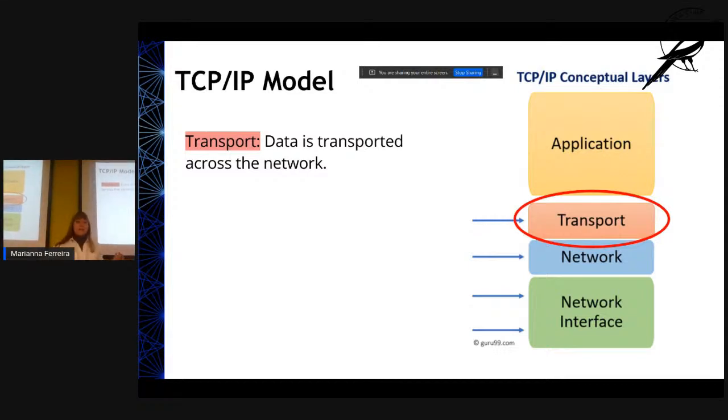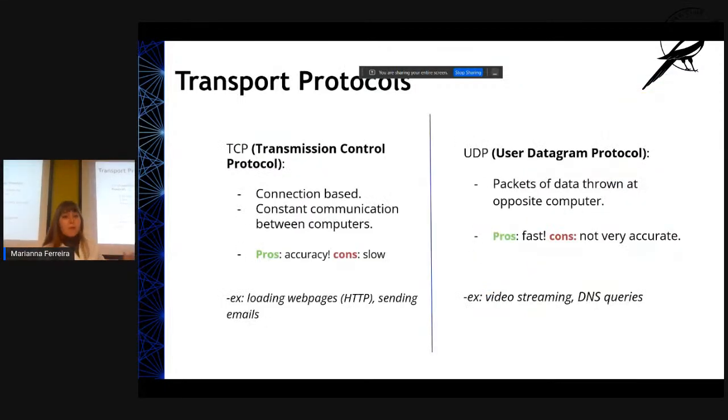Next is the transport layer. Data is transported across the network. It's going to select 2 protocols to do that. I'll get into those protocols right now, just as a quick detour. The top 2 protocols we can use are TCP and UDP. The main difference is that TCP is not quick at all, but it's very accurate. It's going to be a constant, strong connection.